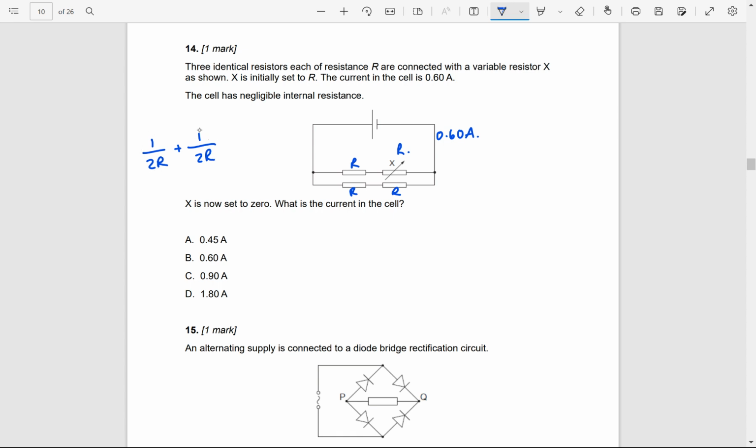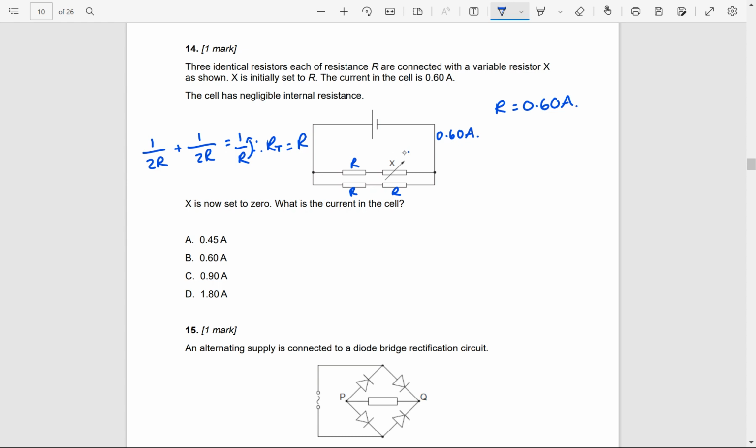So we've got 1 over, so first branch in parallel with second branch, 1 over 2R plus 1 over 2R is a whole. So it's 1 over R. Therefore, R total in the circuit is flipped, which is R. So R equals 0.6 amps.